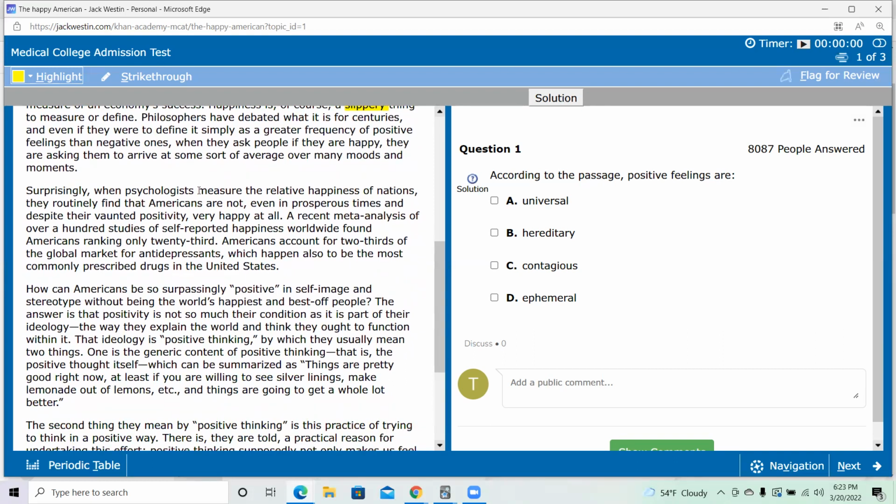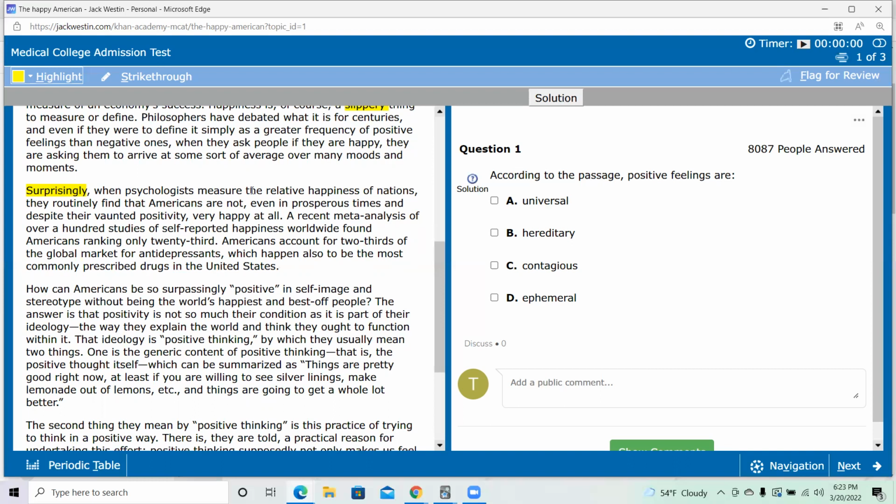Surprisingly, when psychologists measure the relative, surprisingly is again a one to hit. If it's surprisingly or however or strangely, blah, blah, blah, that's one to hit because it's saying that he was surprised by this. It was something that he wasn't expecting. So it tells you about what he would expect.